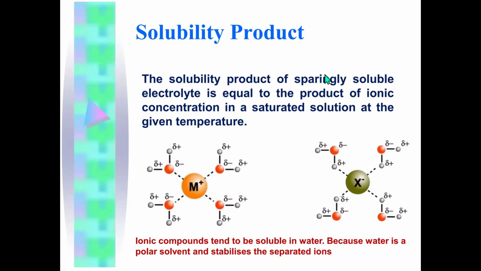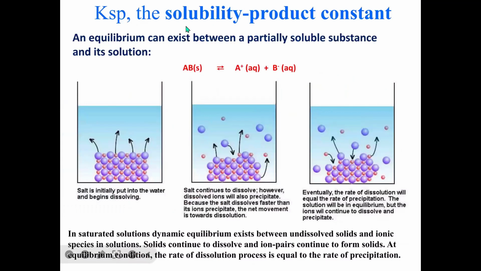The solubility product of a partially soluble electrolyte is equal to the product of the ionic concentrations in a saturated solution at a given temperature. We should understand that the solubility product is equal to the product of the concentrations of the ions at a given temperature. Generally, ionic compounds tend to be soluble in water because water is a polar solvent and stabilizes the separated ions. Now, let's look at this example.